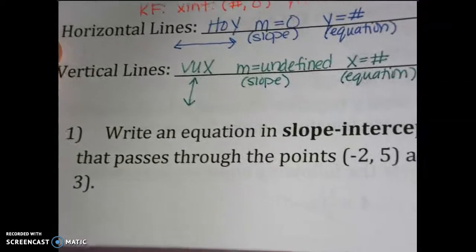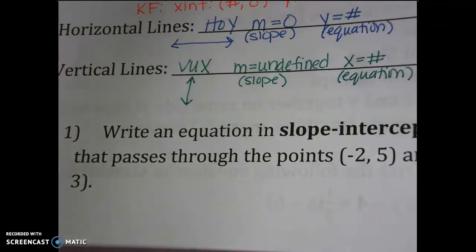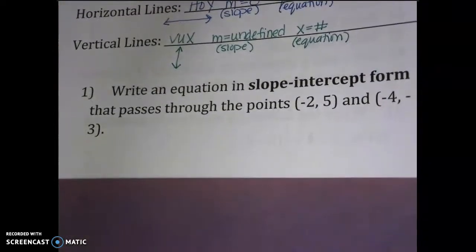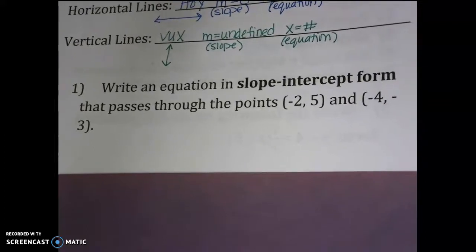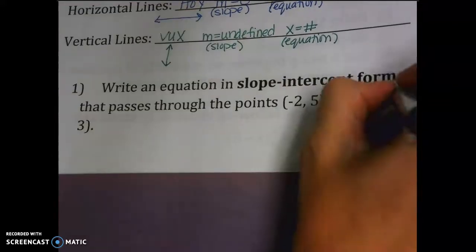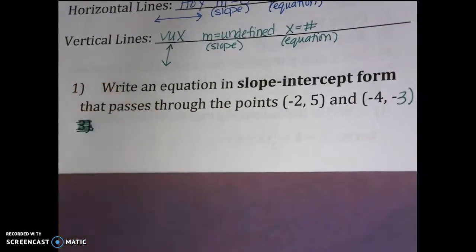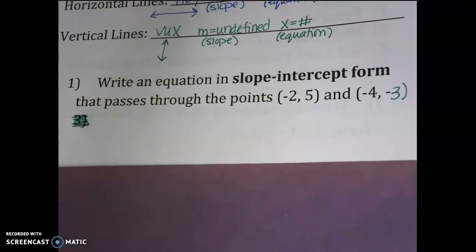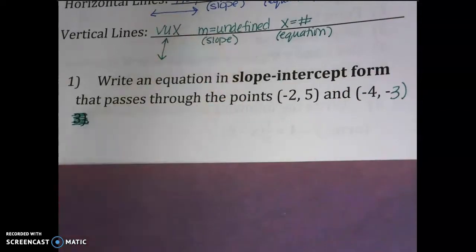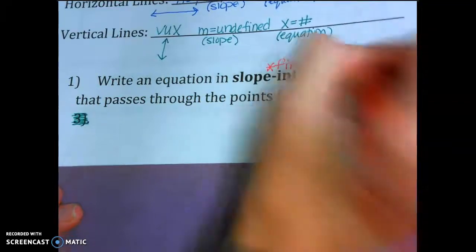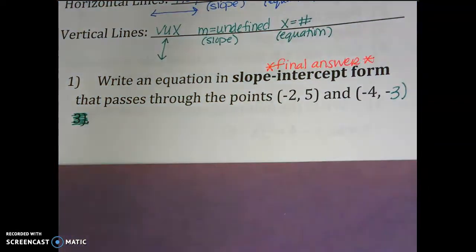So now let's try an example. We want to write an equation in slope-intercept form that passes through the points (-2, 5) and (-4, -3). That's kind of wrapped around with the point, so this should be a -3 over here. Again, I would encourage you to pause the video and write this down so you have a good set of notes that you can refer to. When it says slope-intercept form, that is the form that you want your final answer in. That is not the form we start with. That's where your final answer is.